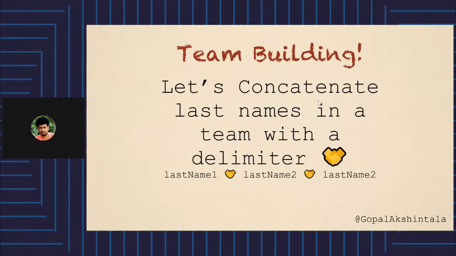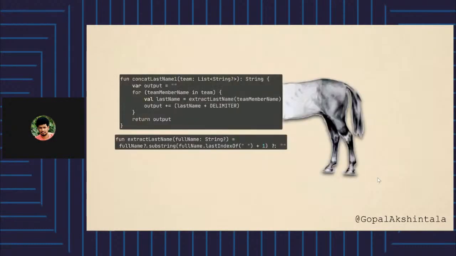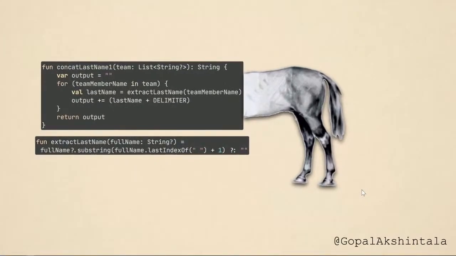Let's do a team building activity. We have all been isolated recently because of COVID, so a little team building activity can help. The activity is, let's try to concatenate all the last names in a team with a delimiter. This is the delimiter I'm using. So the string I'm looking for is something like this, which is the last line of it. Let's say a junior developer who is used to developing in Java starts with this function, tries to achieve this, and then submits it to code review.